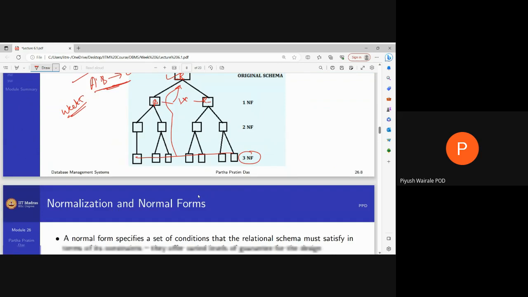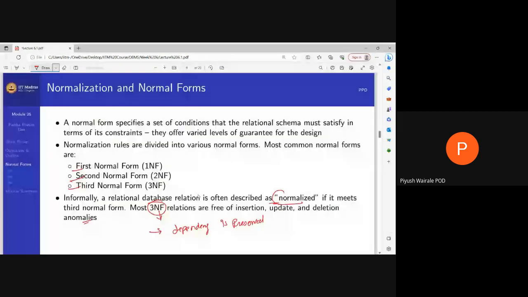Now we have different normal forms like 1NF, 2NF, 3NF. A relational database is often described as normalized if it meets the third normal form. Why is it so? Because till 3NF we can ensure that functional dependencies get preserved. If we go for BCNF, the functional dependency may or may not get preserved. That's why it is often described as normalized till 3NF.